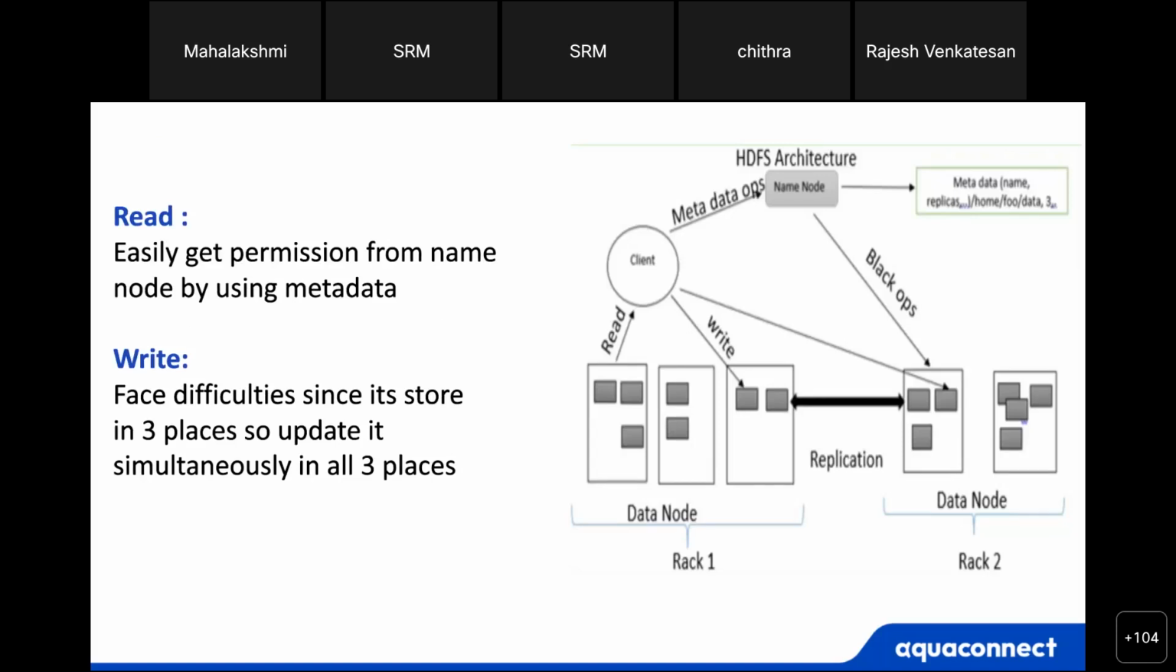For write, it is quite difficult, since our data is not stored in a single place; it is stored in 3 places. As we saw in the block images, right? We store our blocks in 3 different nodes. Whenever the user wants to write, he wants to write simultaneously.